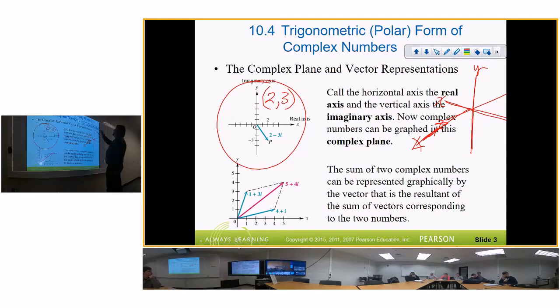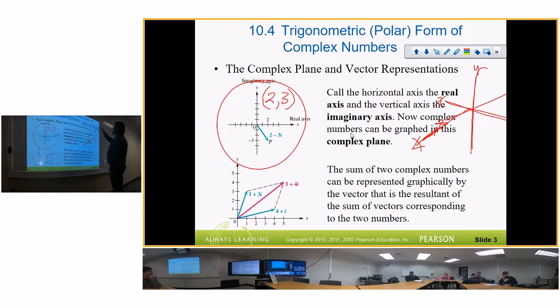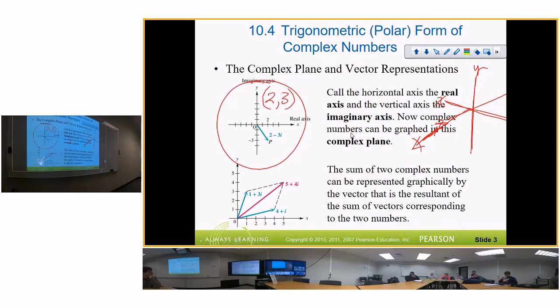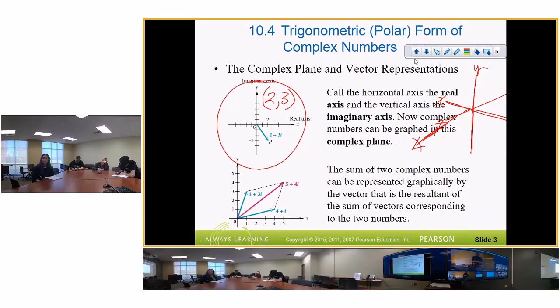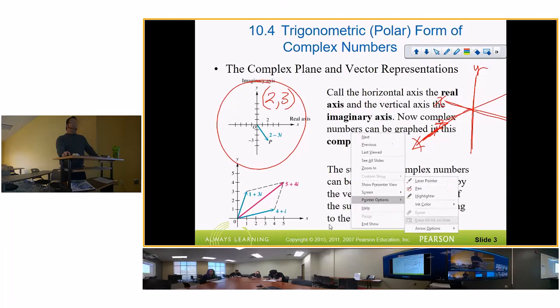So the things that you did way back in pre-algebra, erase the whole thing. The point 2, -3 is now going to be called 2 minus 3i.